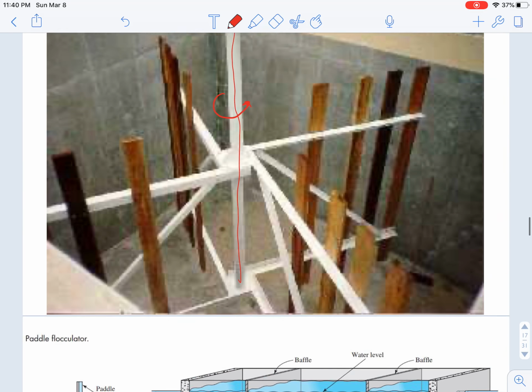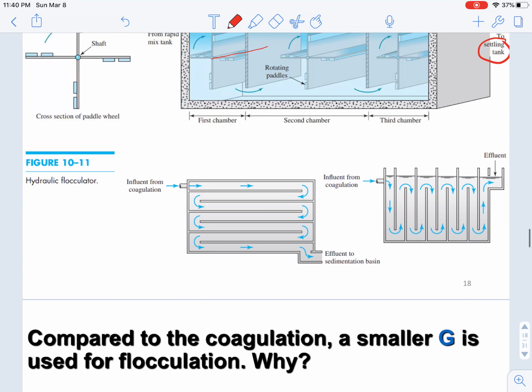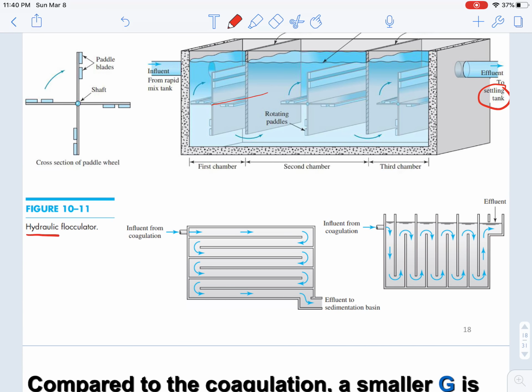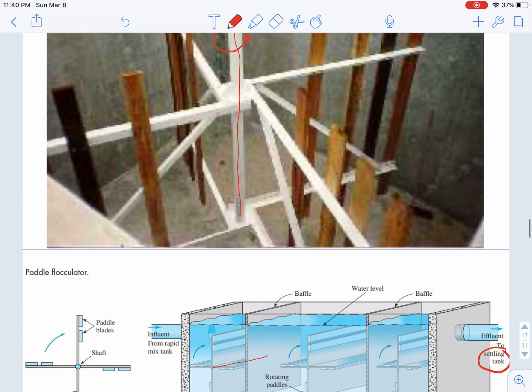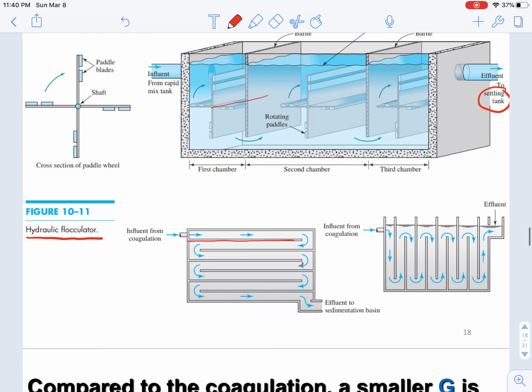Okay, and there are also channeled flocculators. We also call them baffled channels, right? For these baffled channels, they're also called hydraulic flocculators. What happens is that if we look from the top to the bottom, they're composed of different baffles here. So water has to go through these zigzag patterns, right? First go to the right and then go to left, right, left, right. So basically this is enhancing the residence time, or increasing the retention time, in this reactor here.